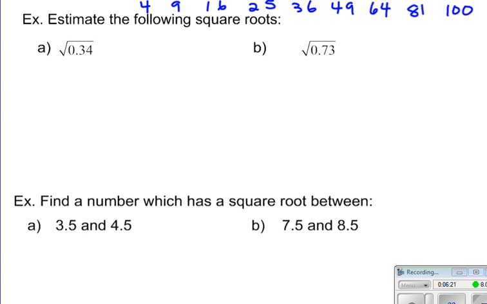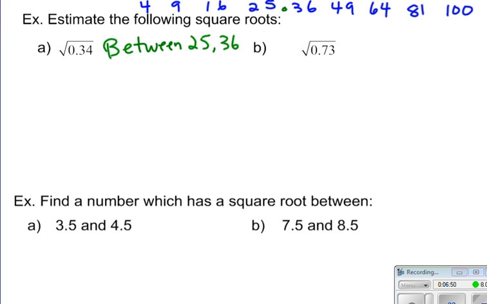And so when I look at 0.34, I'm going to think of it just as 34 for a minute. And so 34 is not a perfect square. It's not one of these numbers. It's going to be in between two of my perfect squares. And so 34 falls in between 25 and 36. So it's between the perfect squares 25 and 36. Okay, but 34 is much closer to 36.